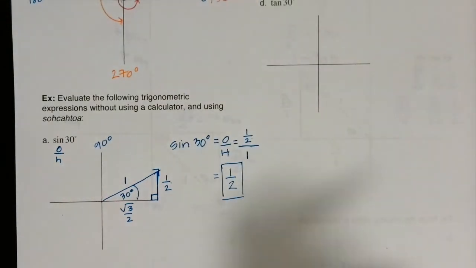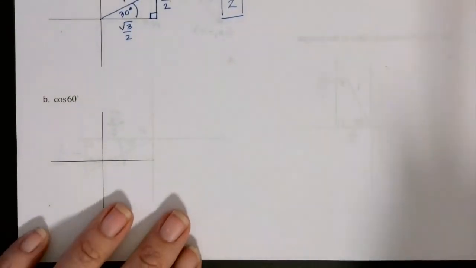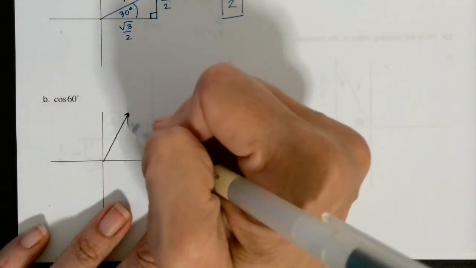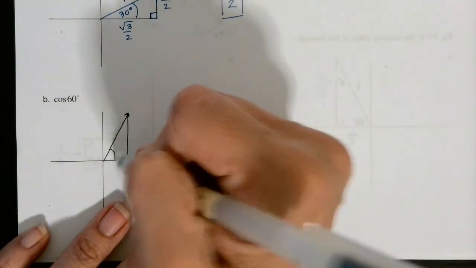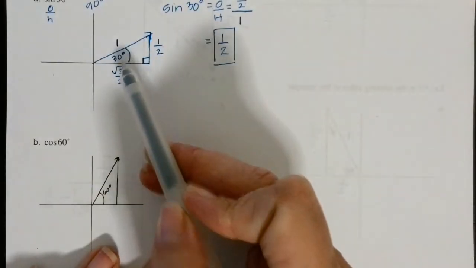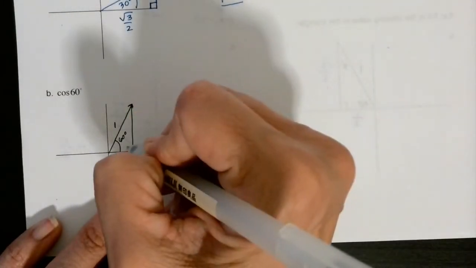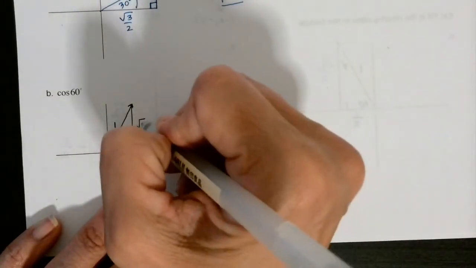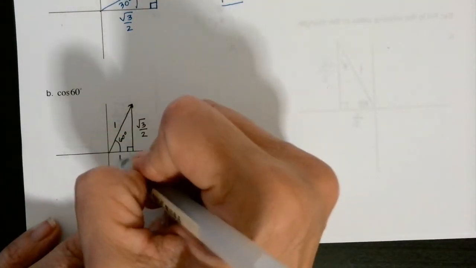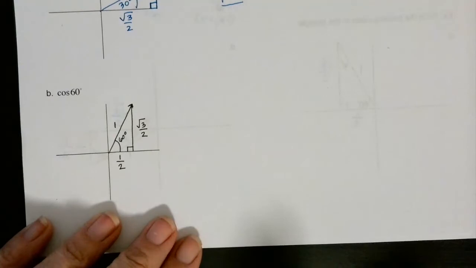Okay? Next one says the cosine of 60 degrees. So we're going to draw a 60-degree angle. So this would be a 60-degree angle. You're going to drop it down. So this angle right here is 60 degrees. So 30 degrees is a little tiny angle. 60 degrees is a bigger angle. Hypotenuse is always 1. Opposite 60 is √3/2. Opposite that 30-degree angle that's up in the corner is 1/2.